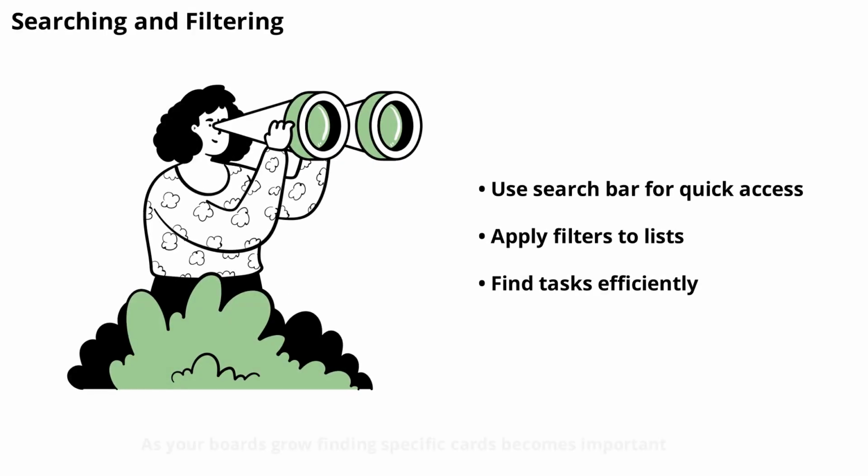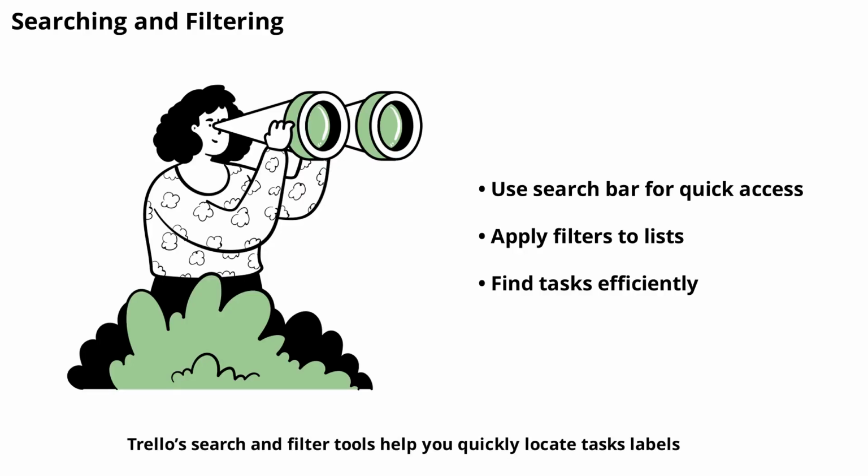As your boards grow, finding specific cards becomes important. Trello's search and filter tools help you quickly locate tasks, labels, or members. Use the search bar at the top of the dashboard or apply filters to narrow down your view. Efficient searching saves time and keeps your workflow smooth.